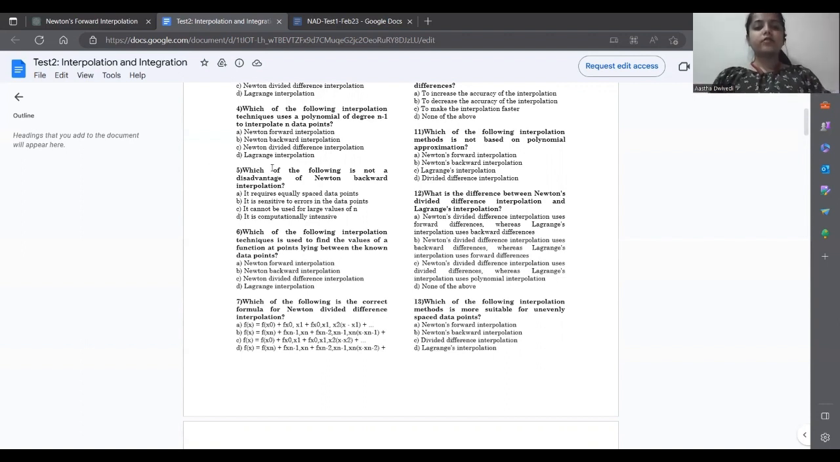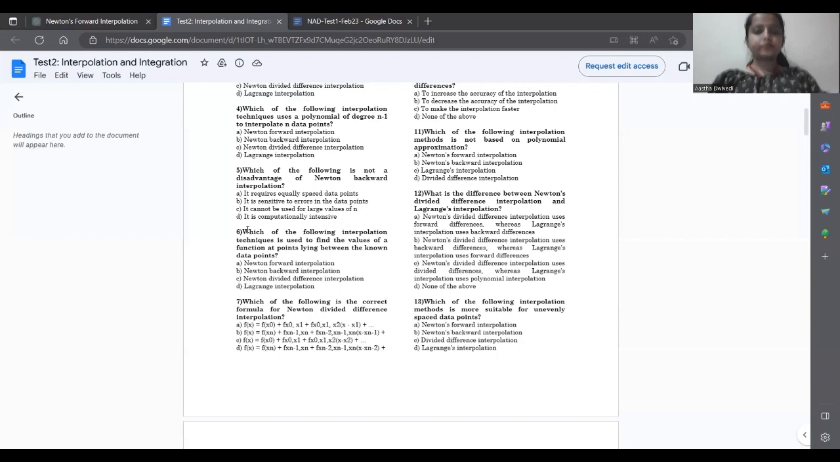Next question. Which of the following is not a disadvantage of Newton backward interpolation? It requires equally spaced data points. It is sensitive to error in data points. It cannot use large values of n. It is computationally intensive. So the correct answer for this question is it cannot be used for large values of n. It can use large values of n.